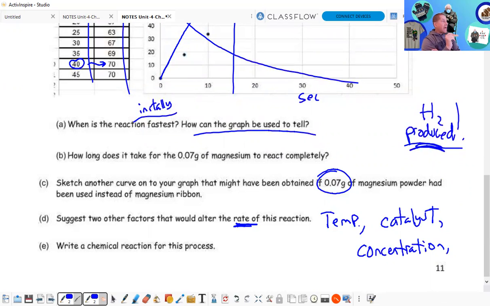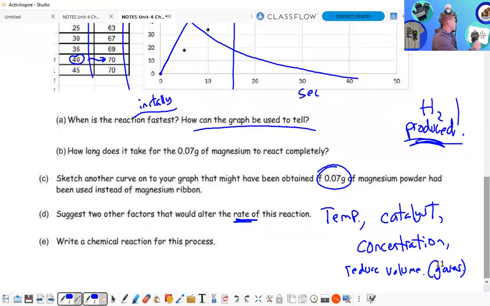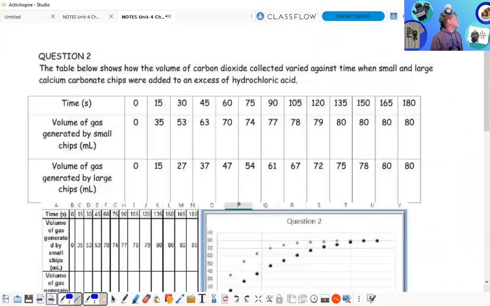If you're looking for a gas like this one, we could reduce the volume of the reaction vessel, because that will increase the concentration of any gas. Remember, this one only affects gases. So there's a bunch of reasons. All right, second question.